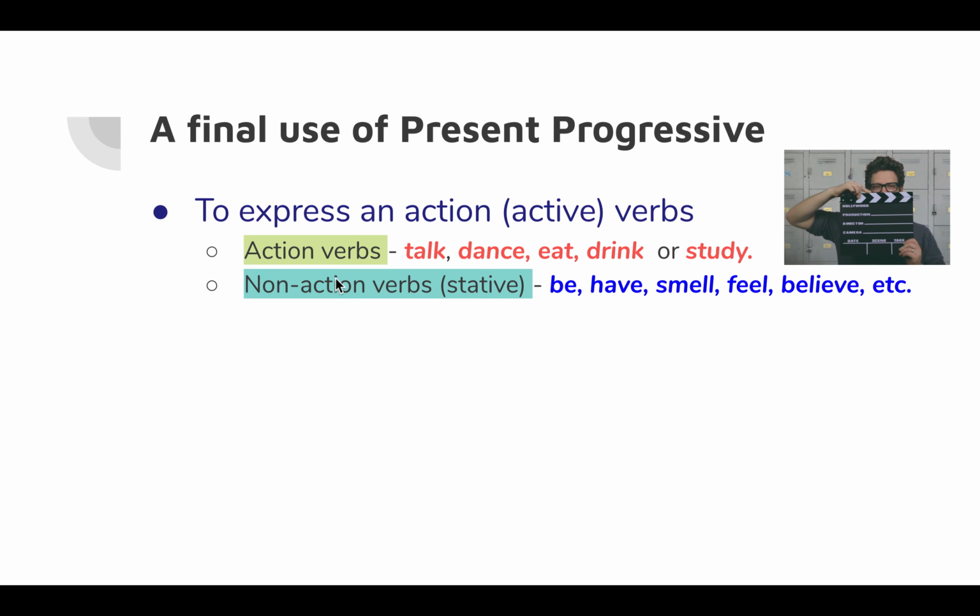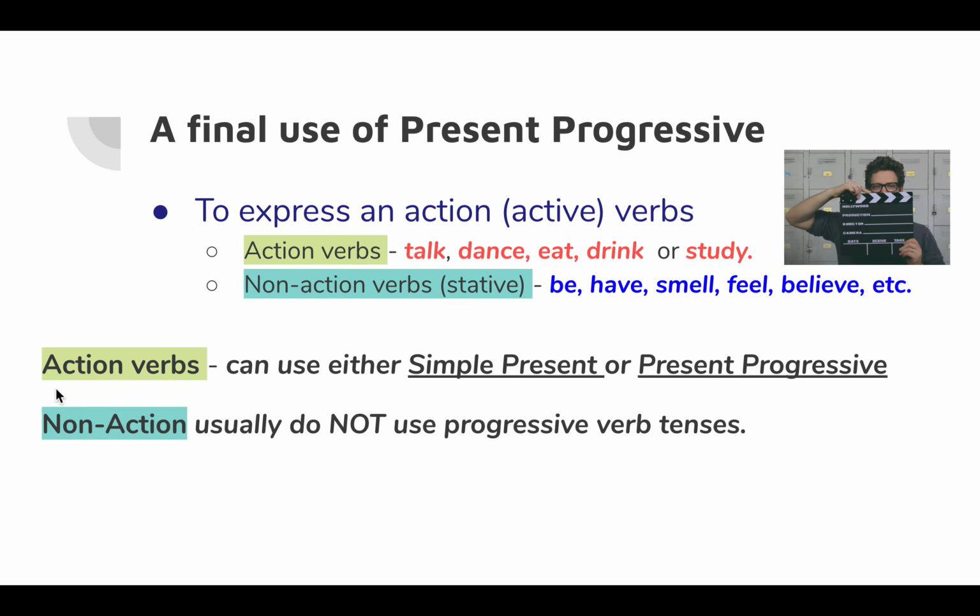Now, very, very importantly, if we know that a verb is an action verb or a non-action verb, we have some rules. Action verbs can use either simple present or present progressive. We will follow the rules that we already know in order to decide which verb tense to use. If it is a non-action verb, like be, have, smell, feel, believe, then we do not use progressive verb tenses. So if I'm going to use one of these verbs in blue, I'll probably use it in present simple tense.